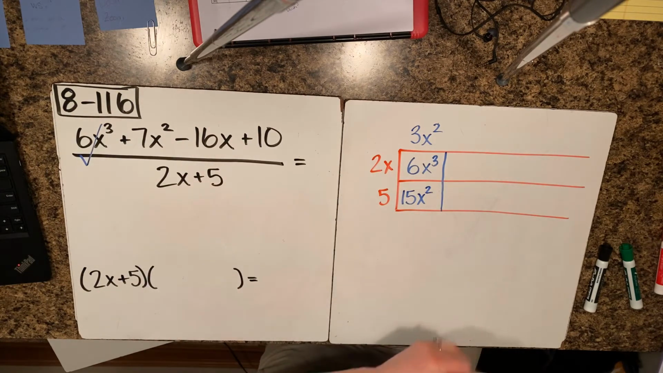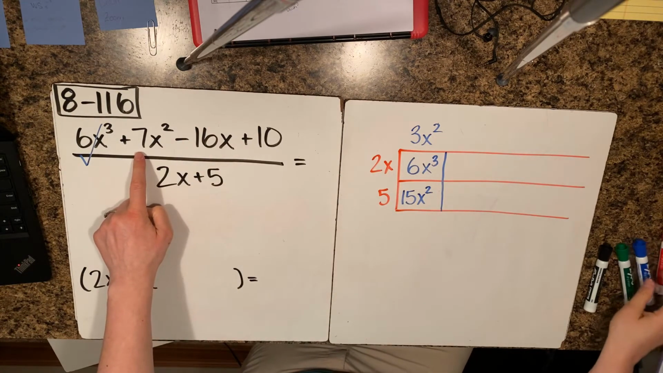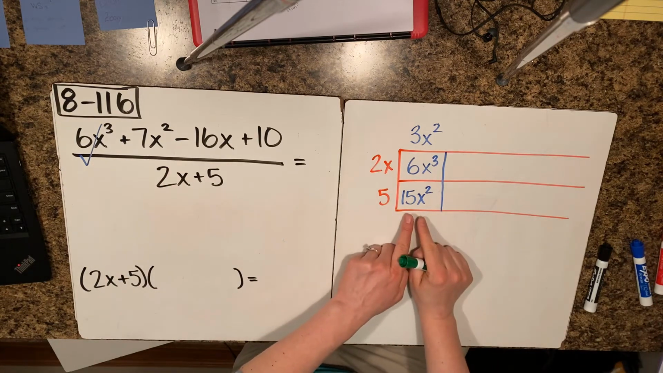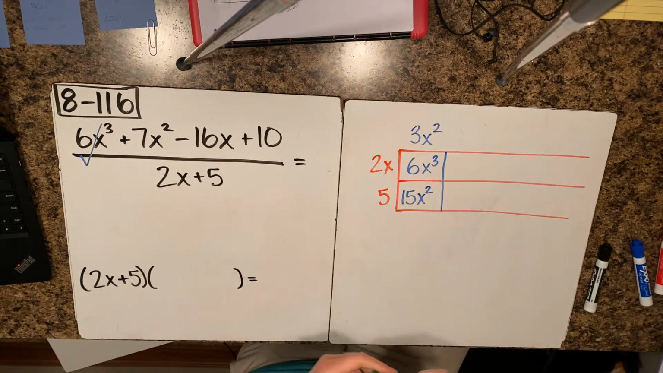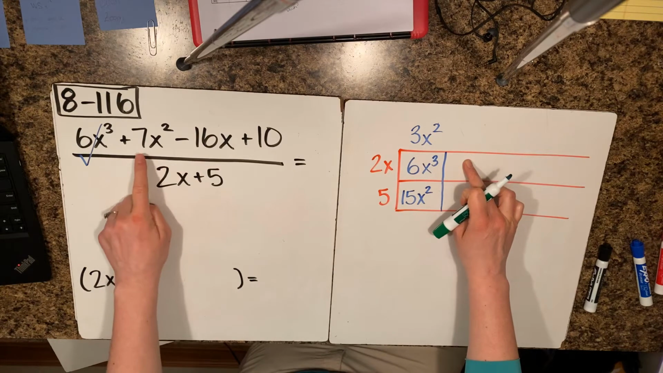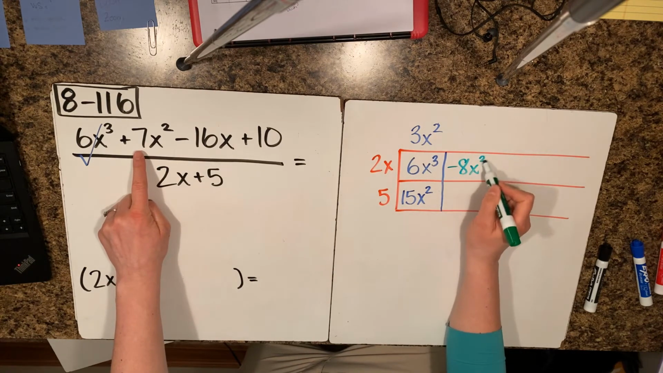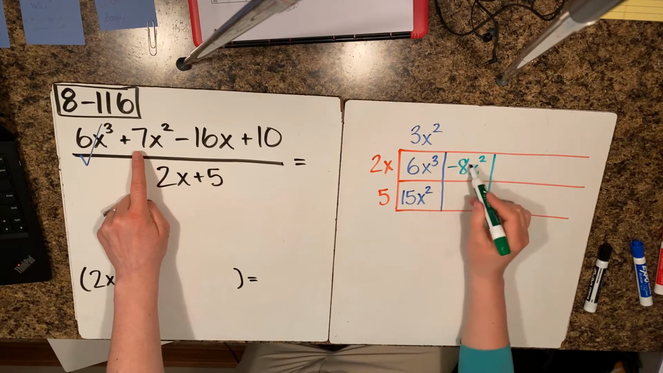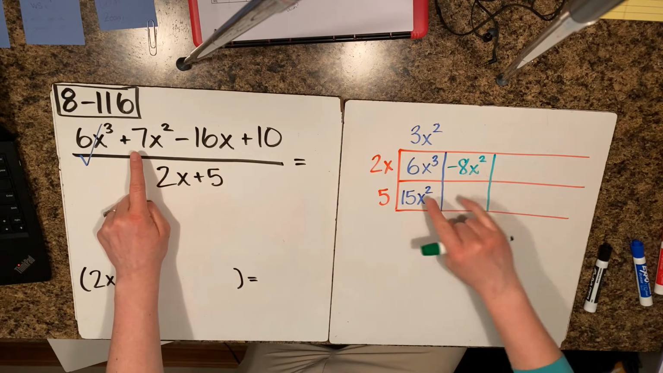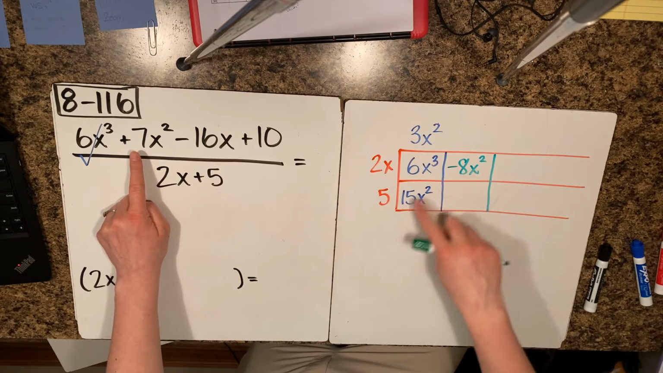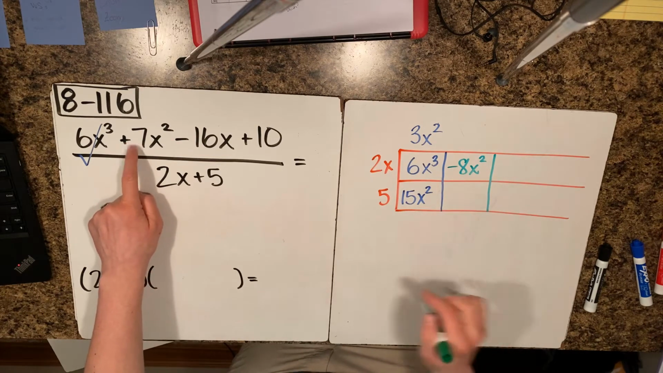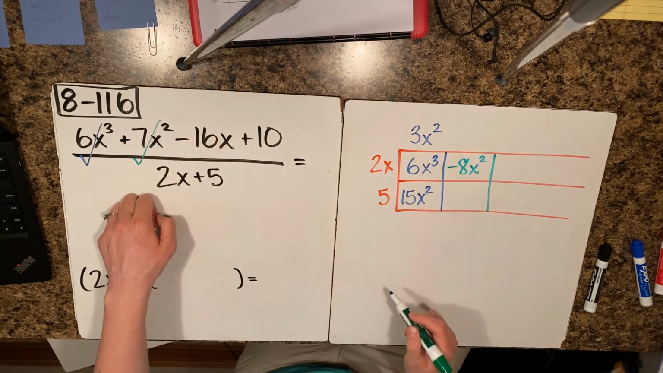Then I'm supposed to have 7x squared. However, I have 15x squared. So I have to think, 15x squared plus what will get me to 7x squared? If I add those two together, they are like terms on the diagonal. When I add them together, I get positive 7x squared. That's what I was supposed to have.